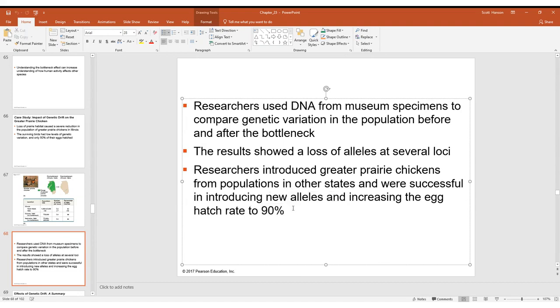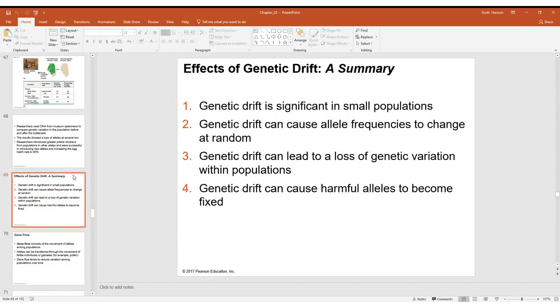So that's a good example of genetic bottleneck, and a good example of how we use our knowledge of genetics to help out a lot of natural populations. And they've done similar things with bison as well, I'd like to mention.